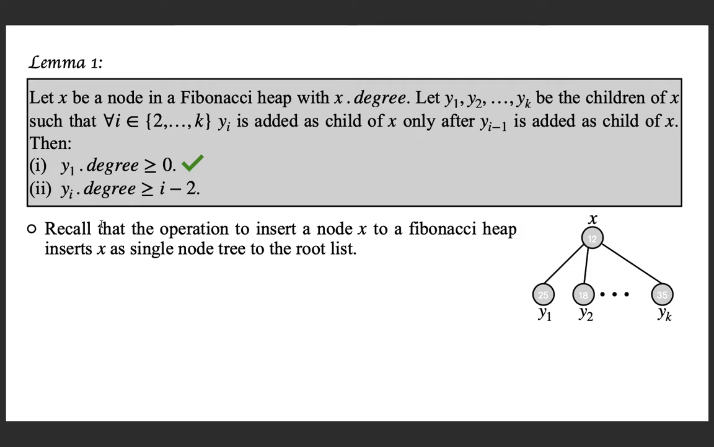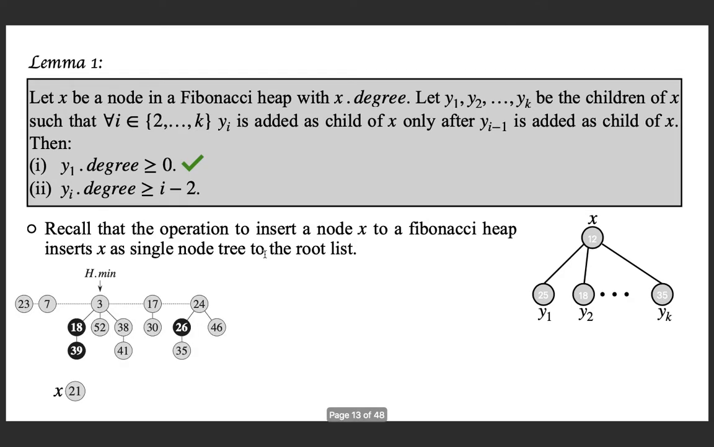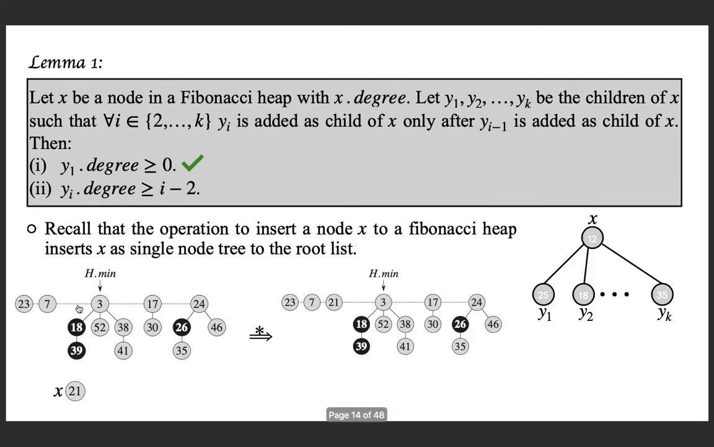And this is what I was trying to tell. Recall that the operation to insert a node x to a Fibonacci heap inserts x as a single node tree to the root list. So given a heap instance and a node, we will put the node 21 as a single node tree here. So that is what we did. So node 21 is added as a single node tree in the root list.